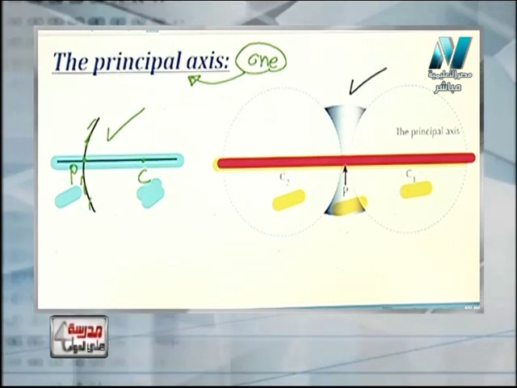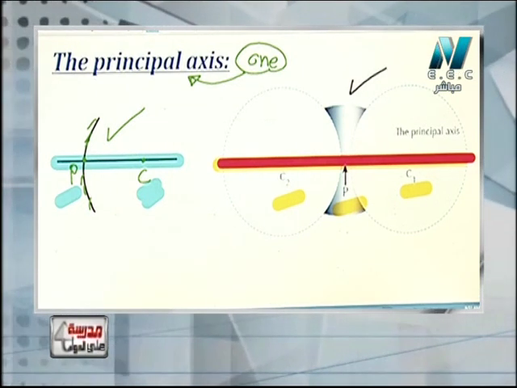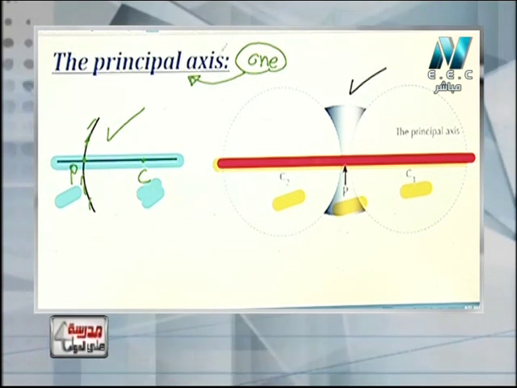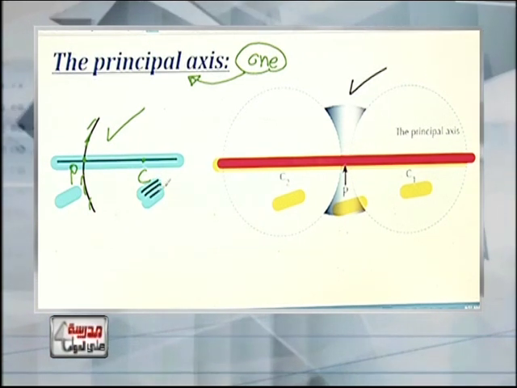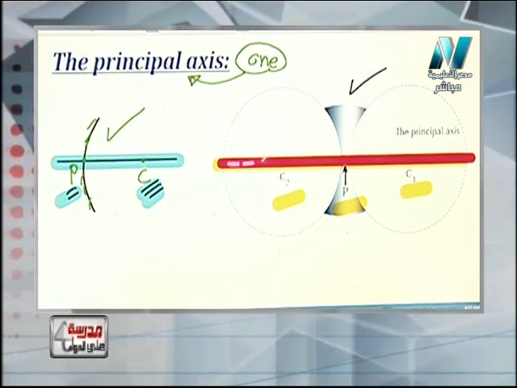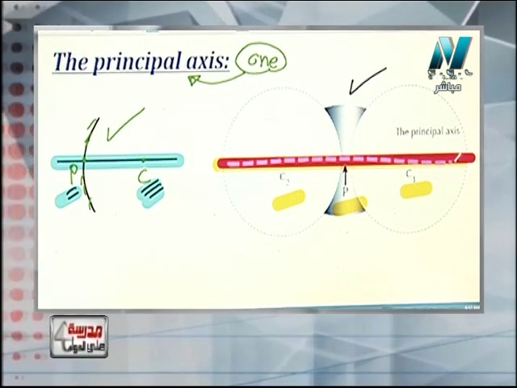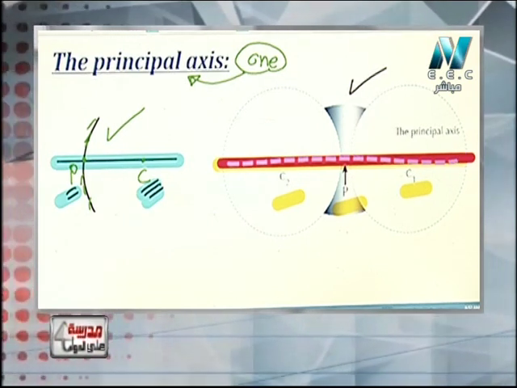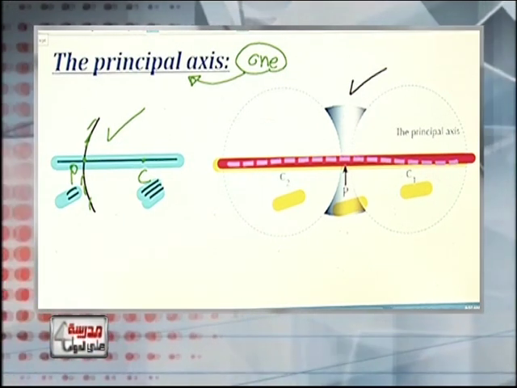As a definition, we should define it here. So it is a straight line between the center of curvature and the pole of the mirror, or it is a straight line that passes through the two centers of curvature and the optical center in the lens. Okay.